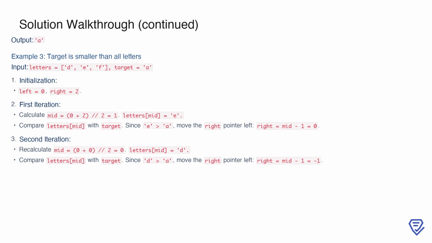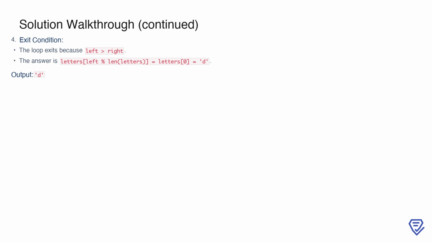In the second iteration, with the updated pointers, we recalculate the midpoint as (0 + 0) / 2 equals 0. The letter at index 0 is D. Comparing D with A, we again find that D is greater than A. This leads us to move the right pointer to mid - 1, updating right to -1. At this stage, the loop exits because left is greater than right.